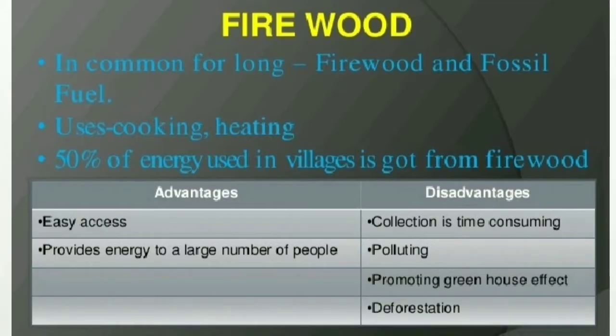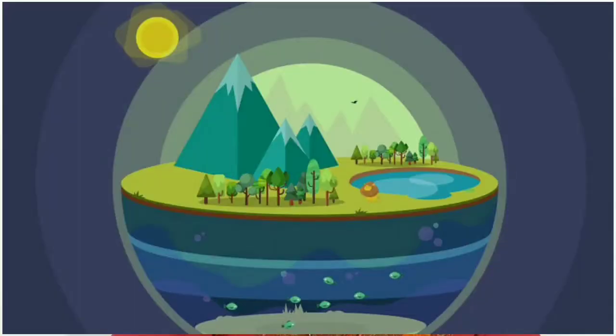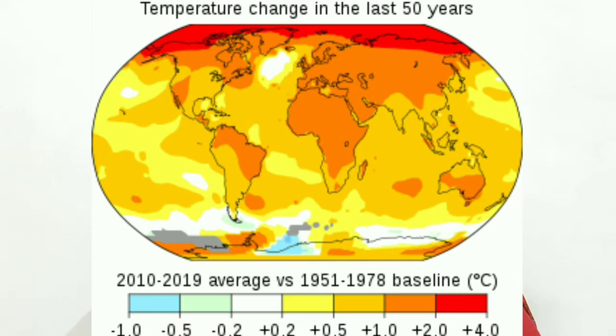First of all, we are going to discuss about firewood. Firewood is generally the wood which we get from forest. 50% of the rural population depends on firewood for power resources. They use wood for cooking, to boil water, to warm up their houses in winter season. But excessive use of firewood also leads to deforestation, environmental pollution, and even greenhouse effect.